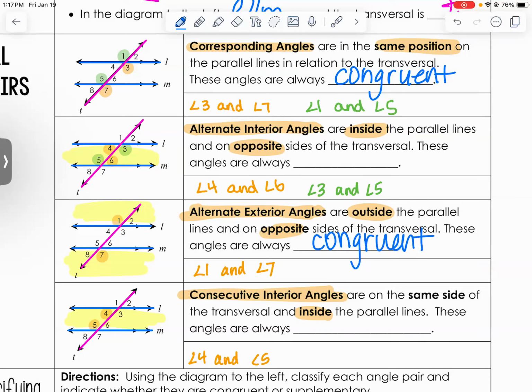Okay. Now, on the back side, number 6 and 7, we looked at alternate interior angles. What observation did you make about alternate interior angles? They are the same. I know, right? Ooh, but then in that last question on the back side, I asked you about consecutive interior angles. Are consecutive interior angles congruent? Are they the same? No, they're not the same.